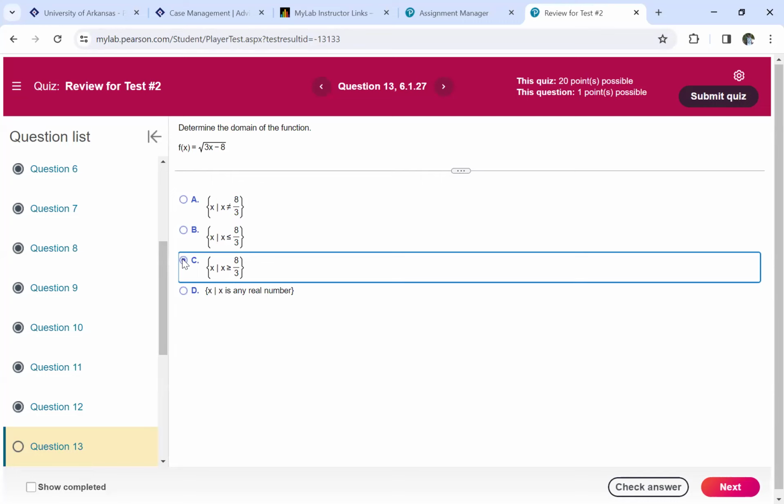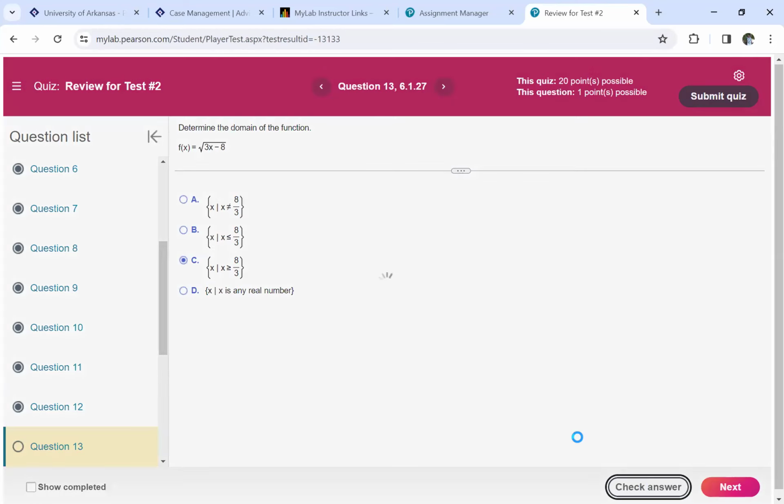Now, y'all, if you put D on this one, you're going to miss it no matter what, okay? Because radicals are not good for all real numbers. All right, y'all, so that one, if you want to check it real quick. And next.